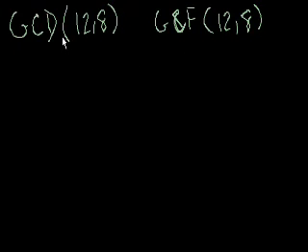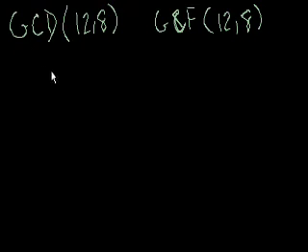A divisor is just a number that can divide into something, and a factor is also a number that can divide into something. So a divisor and a factor are kind of the same thing. With that out of the way, let's figure out the greatest common divisor or greatest common factor of 12 and 8. It's pretty straightforward. First, we figure out the factors of each of the numbers.